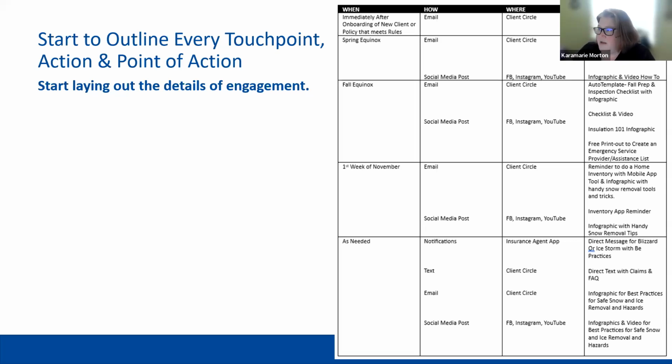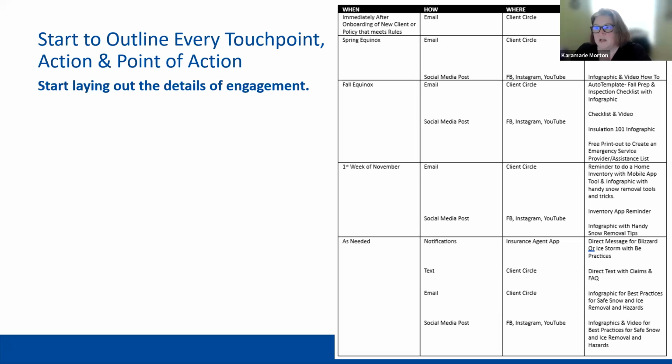Next touch point, fall equinox. It's an email that goes out how to prepare for winter, how to inspect for winter, and an infographic. We usually include a checklist and a video in this. We do change it just a little bit each year, and talk about insulation as well. Then we work on a social media post for Facebook, Instagram, and then we include it in YouTube if it's a video of, you know, insulation 101 infographic.